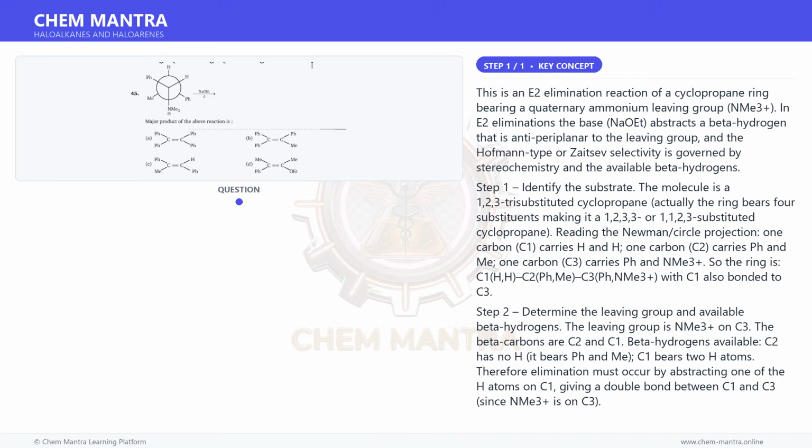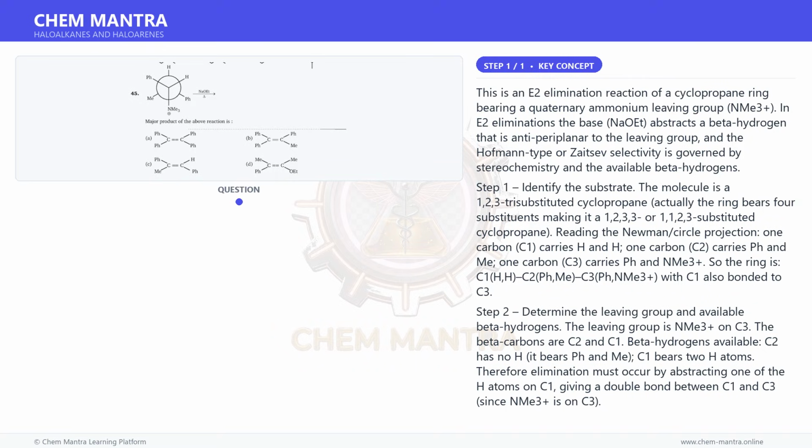Step 2. Determine the leaving group and available beta hydrogens. The leaving group is NMe3+ on C3. The beta carbons are C2 and C1. Beta hydrogens available: C2 has no H, it bears Ph and Me; C1 bears 2 H atoms. Therefore, elimination must occur by abstracting one of the H atoms on C1, giving a double bond between C1 and C3, since NMe3+ is on C3.